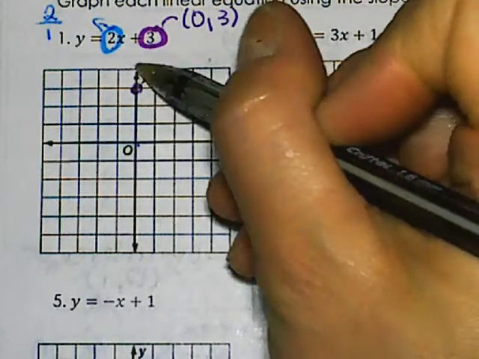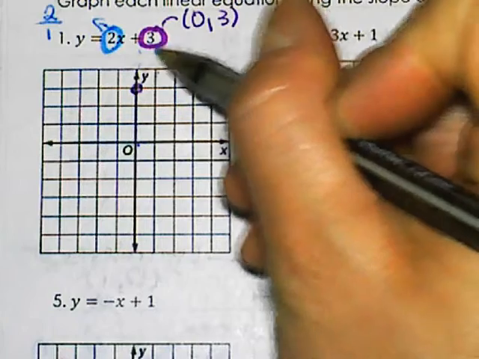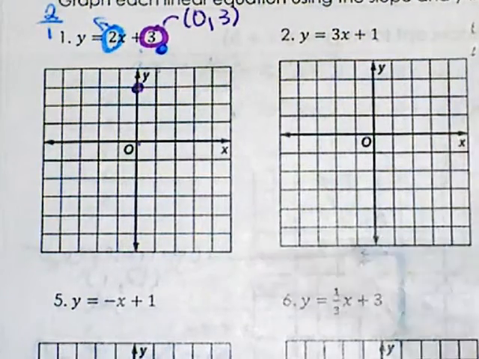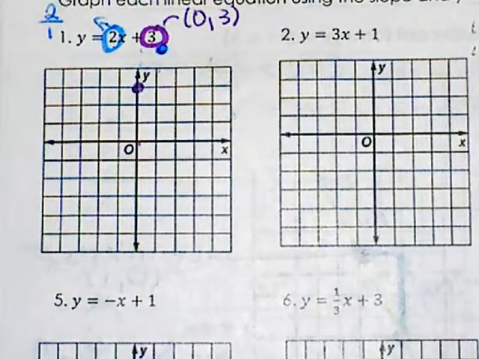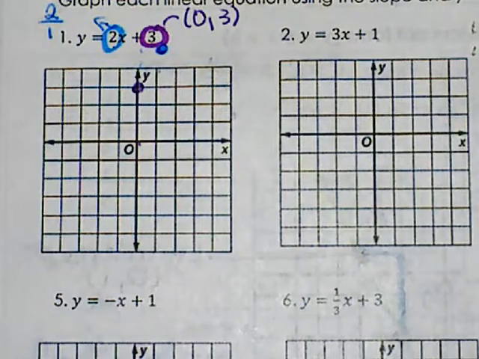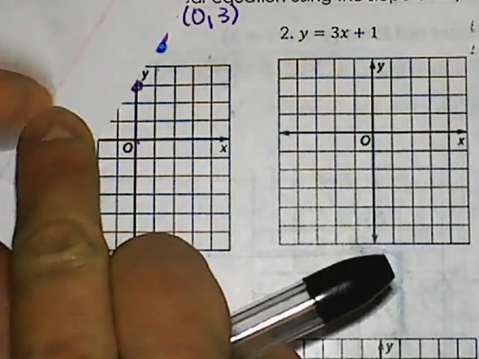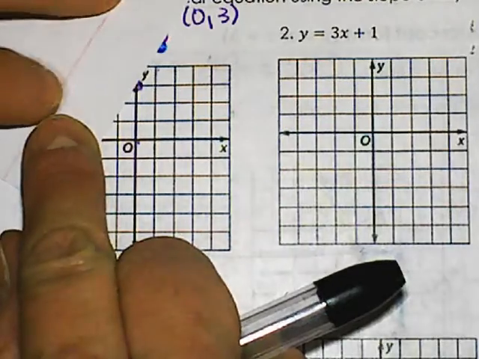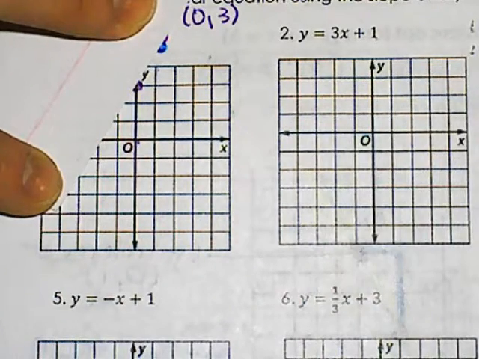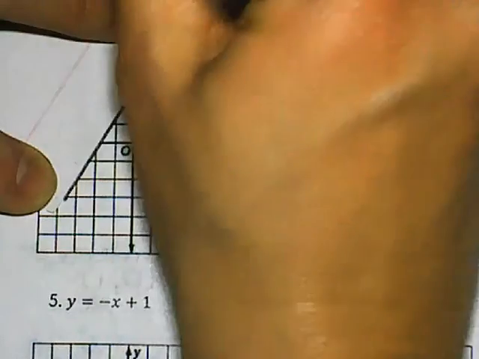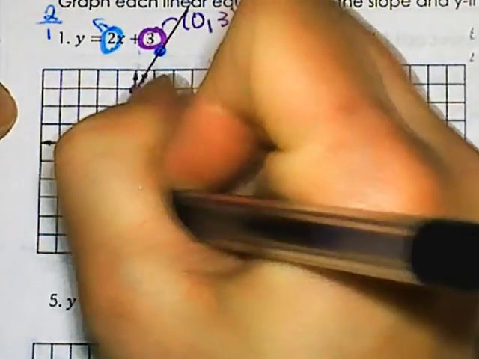So I'm going to go up 2, right 1. So this will be the next point that we can use. You can use anything with a straight edge to draw your line. I'm going to use a flashcard. So if I connect these 2 points, my line would go all the way through the graph, just like this.